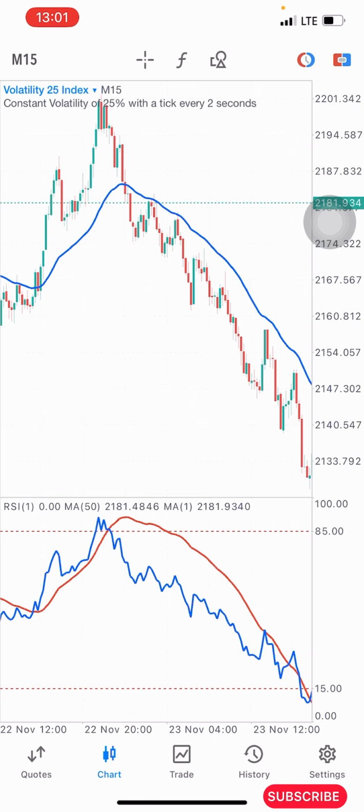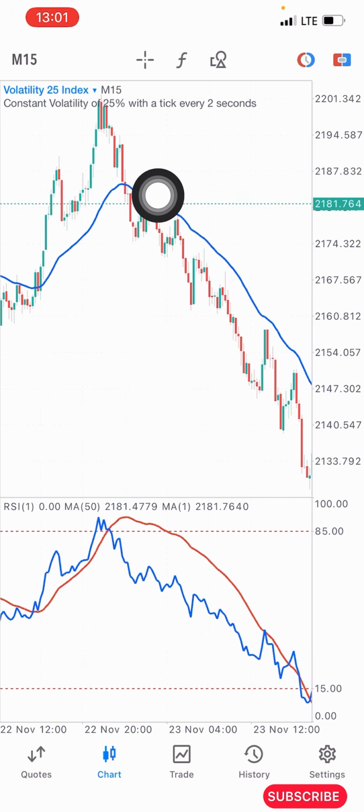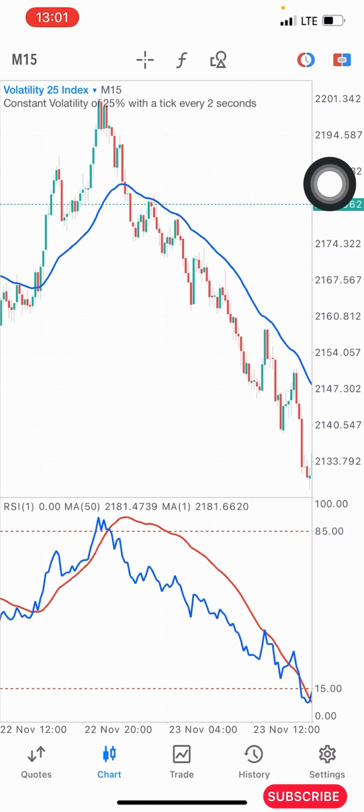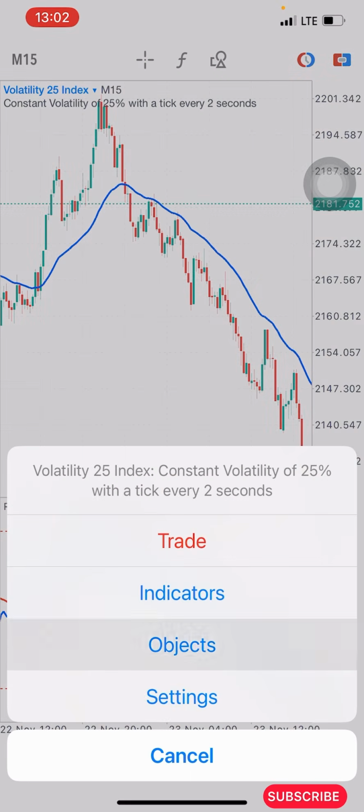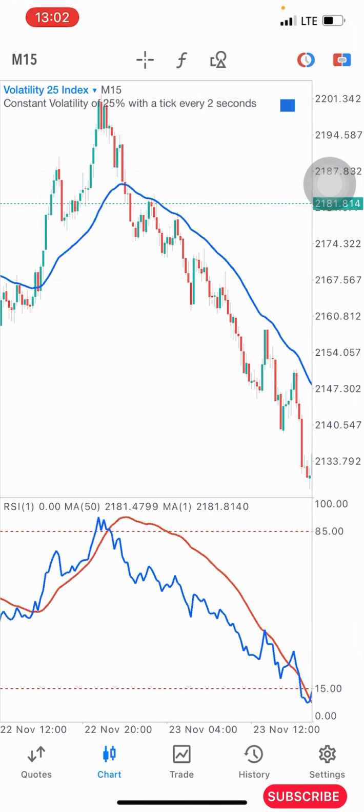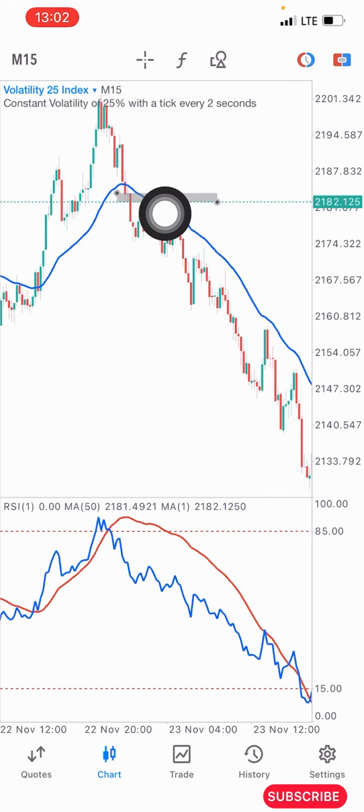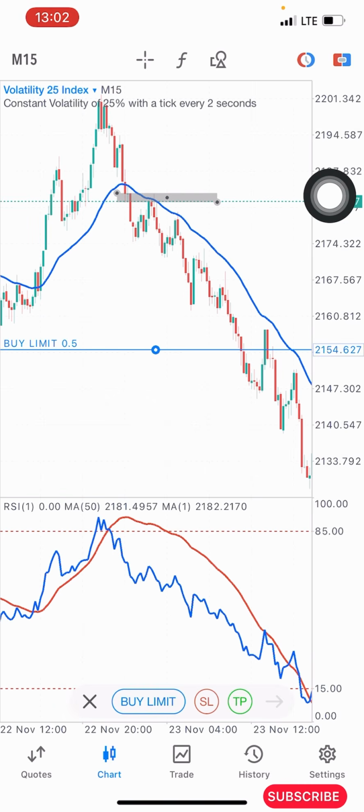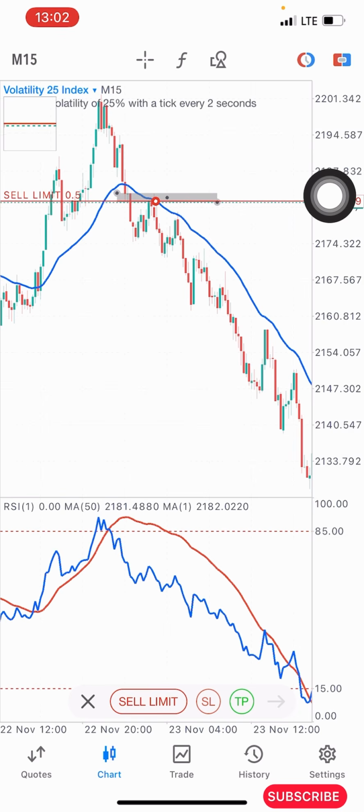You can immediately go in as soon as you see the crossing, or you can wait for the retest, just like it did here. You wait for the retest and then you sell from this area to the downside. Now that is your entry. Let's say for example you took your entry from this area here, maybe you waited for it to go back for the retest, and you took your sell entry from this side.